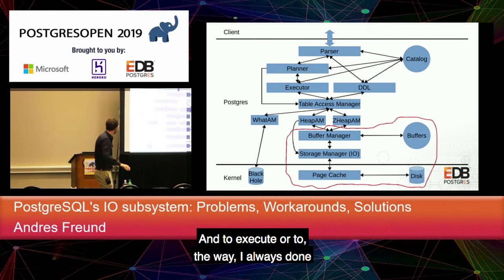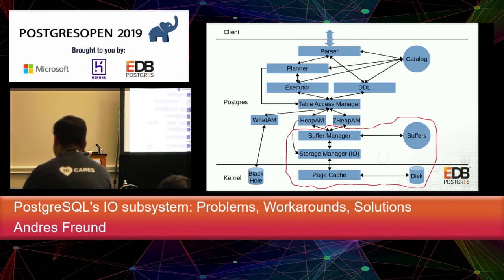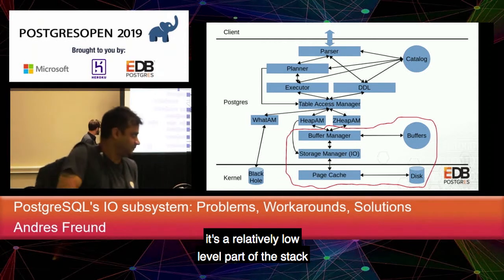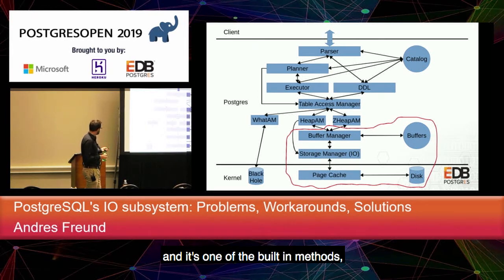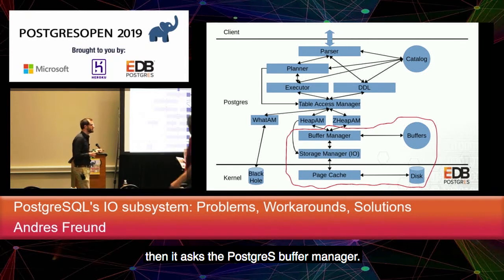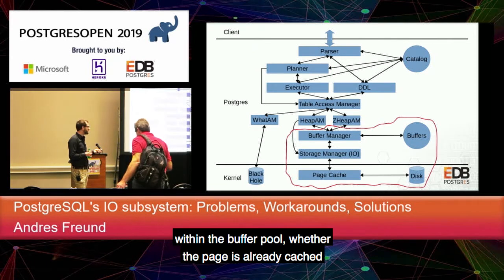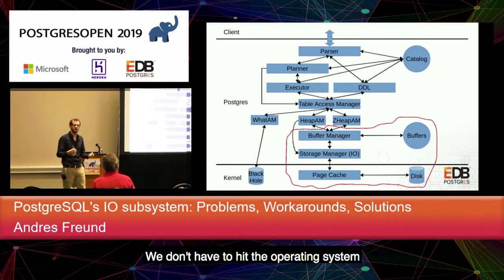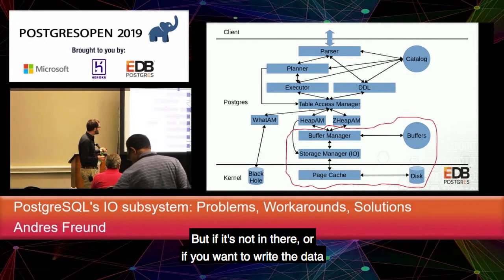The way I/O is done is a relatively low-level part of the stack. When a table or an index wants to access data, and it's one of the built-in methods, then it asks the Postgres buffer manager. The buffer manager checks whether the page is already cached within the buffer pool, and if so, we can directly use that data. We don't have to hit disk, we don't have to hit the operating system, and we're good.